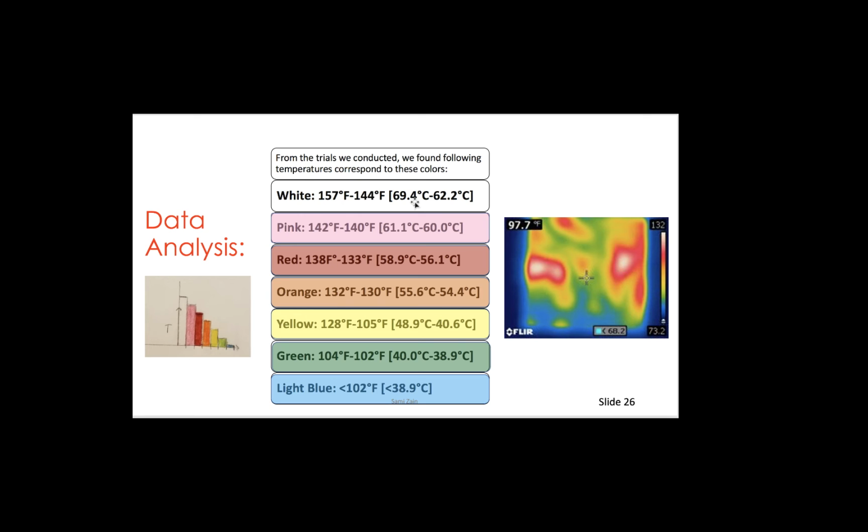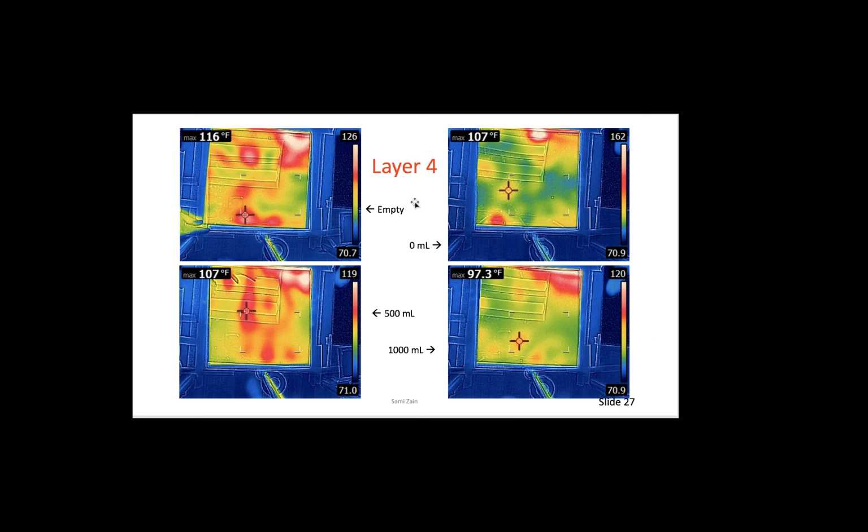These temperatures can vary slightly between trials, or even in the same trial between spots, but this is generally where the temperatures ranged. The light blue does not have a cap to the range because this is when we stopped recording the data in the trials. Please turn to slide 27.